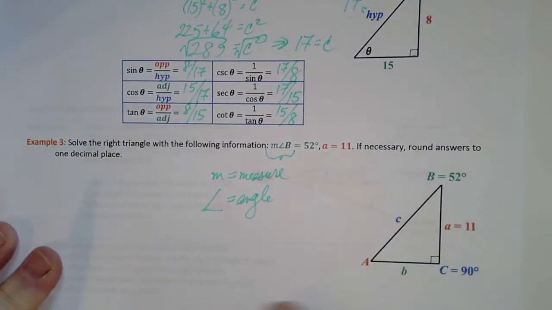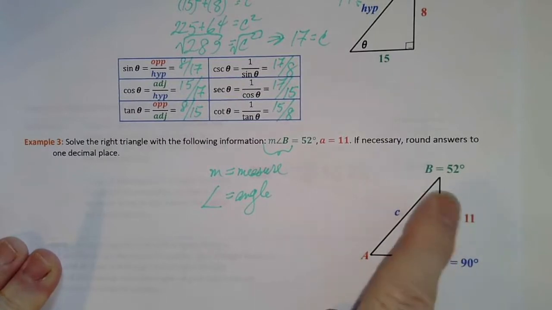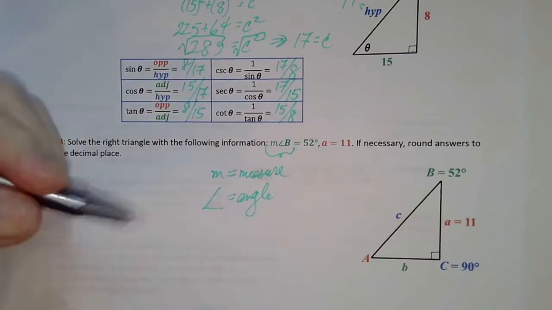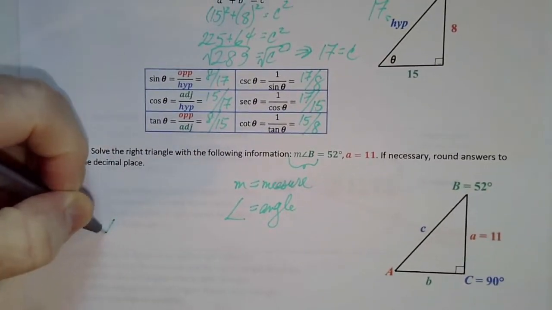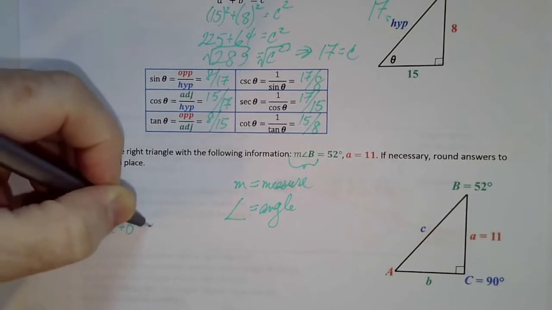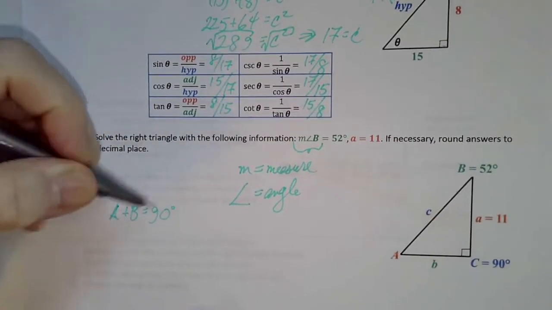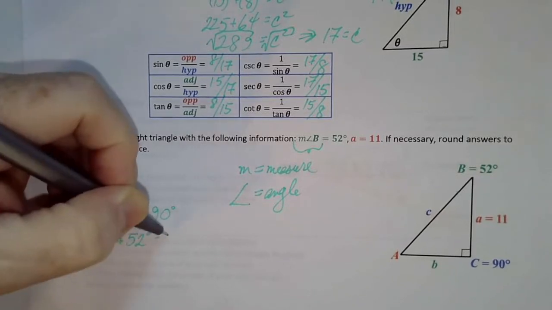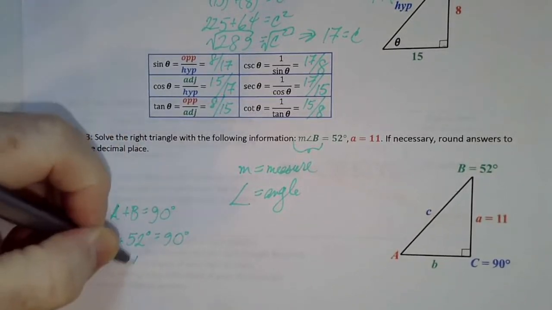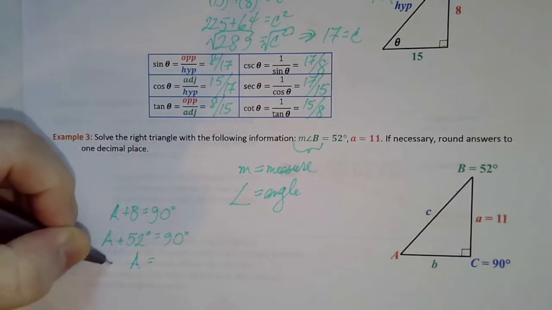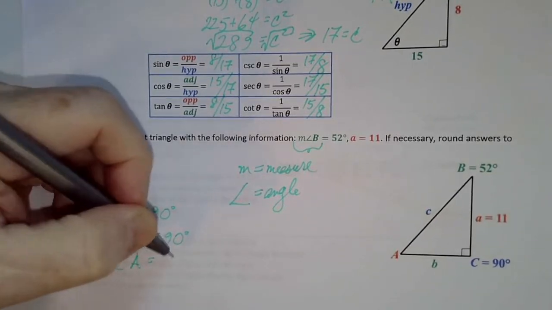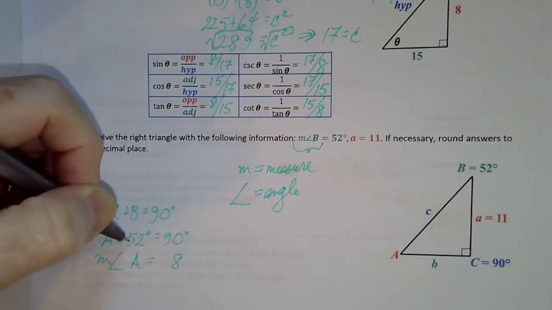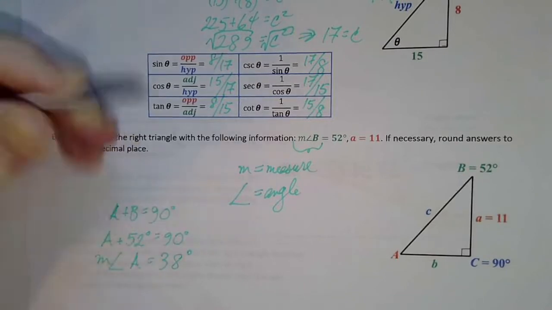Now, can I easily find angle A since I know angle B and I know angle C? It's exactly right. We know that A plus B is 90, and we already know B. So if we subtract 52 from both sides, we get that the measure of angle A is, let's see, 10 minus 2 is 8, 8 minus 5 is 3, 38 degrees.